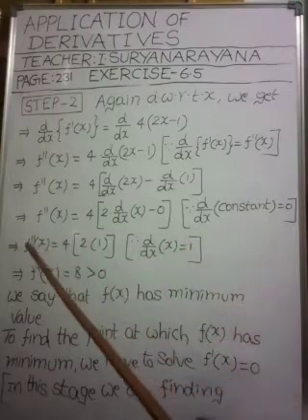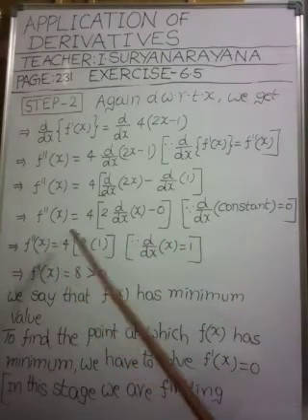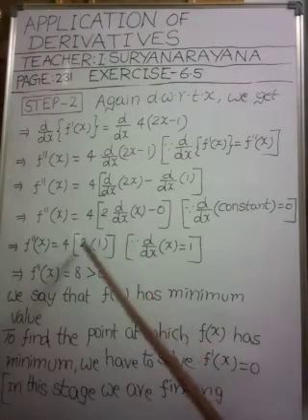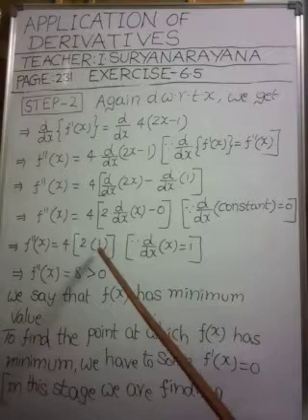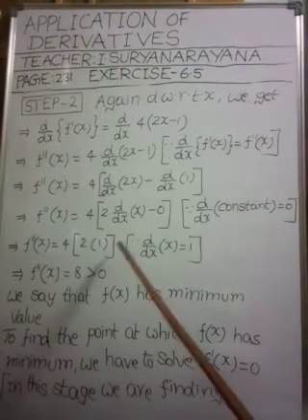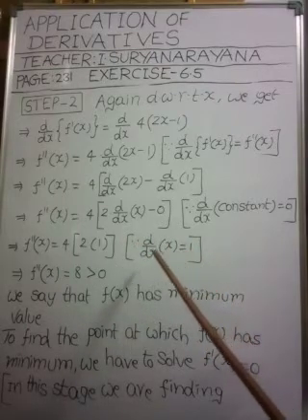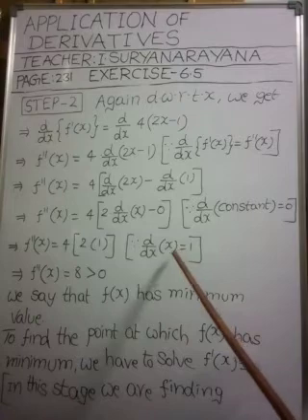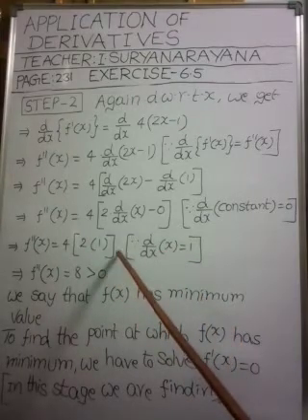This implies f double dash of x, we wrote LHS as it is, equal to 4 into 2 into, what is the value of d by dx of x? 1. Understood this part, my children? Understood RHS, my children? Because d by dx of x is equal to 1. After applying this formula, we got this step. Understood this step, my children?